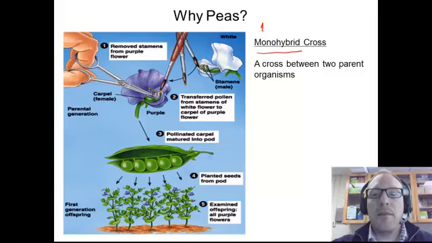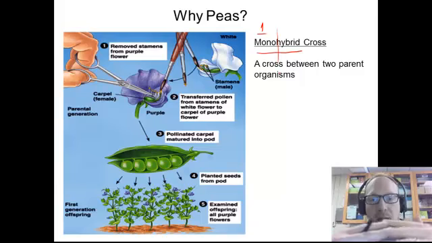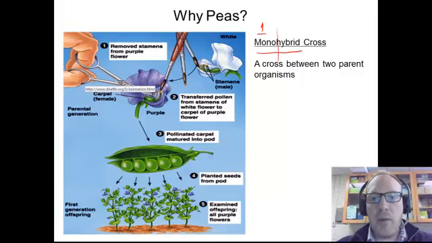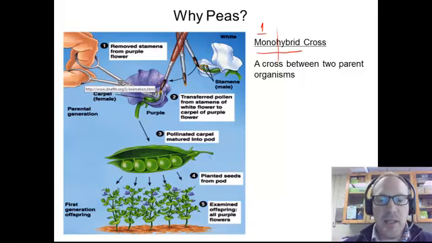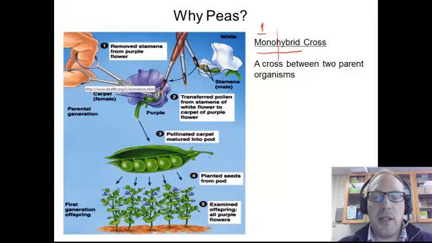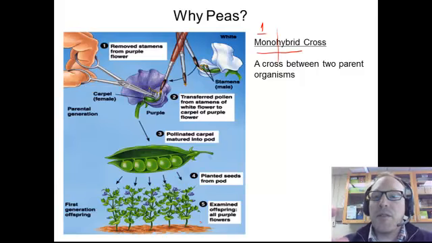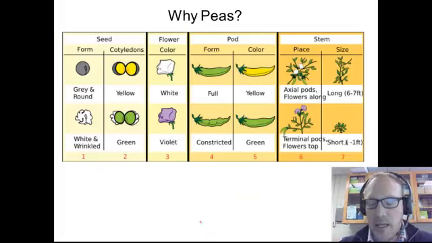Mono means one, and hybrid means a mixing, all right? So there's one trait that we're considering here, the flower petal color, and we're hybridizing the factors or whatever it is that controls those flower petal colors. Now, as Mendel did this, he got the peas that resulted from the pollination that he made happen, and he planted those peas, and the next generation of plants were all purple. And this was confusing to him initially, but he reasoned it out.